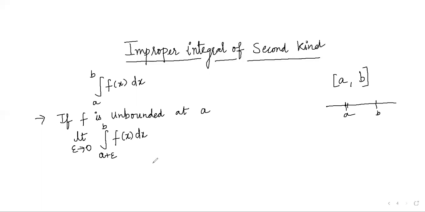And if this limit exists, if it is coming as a finite number, say that finite value is L. So if we are getting a finite value, in that case, this improper integral will be convergent and it will converge to L.